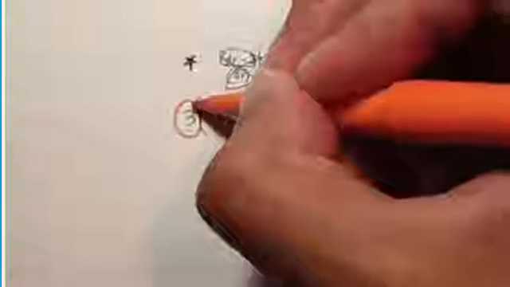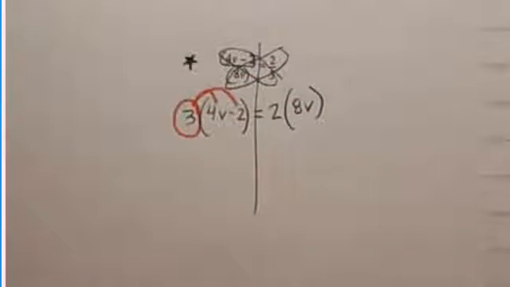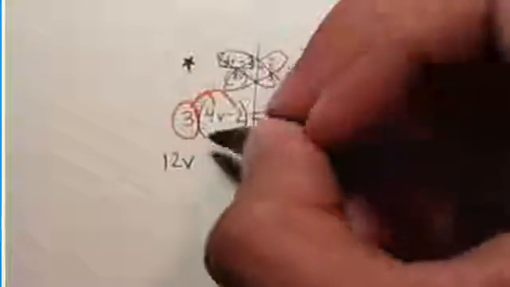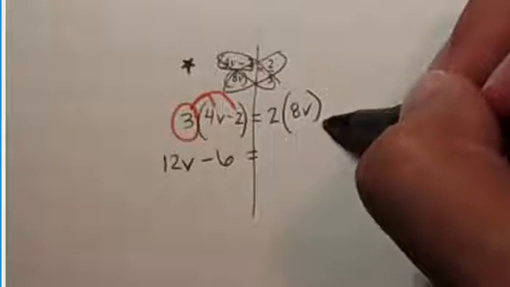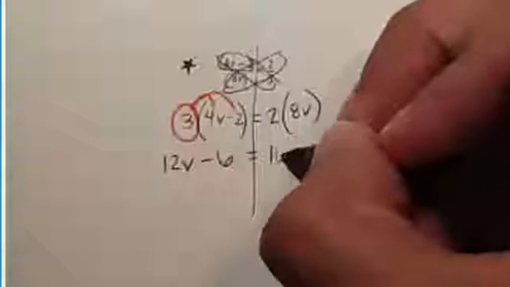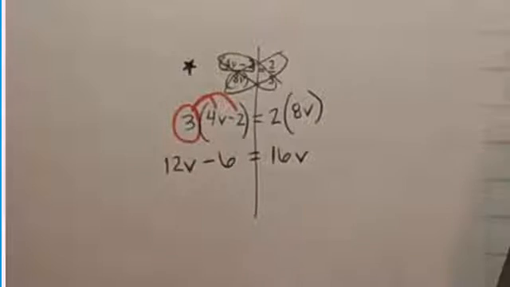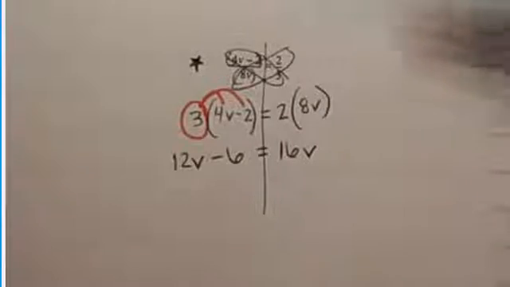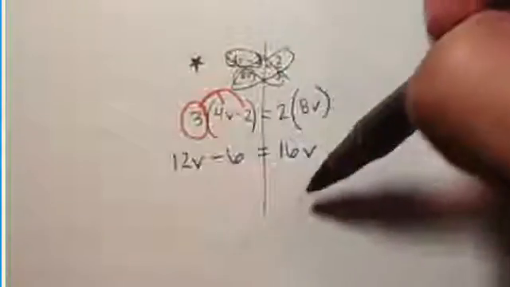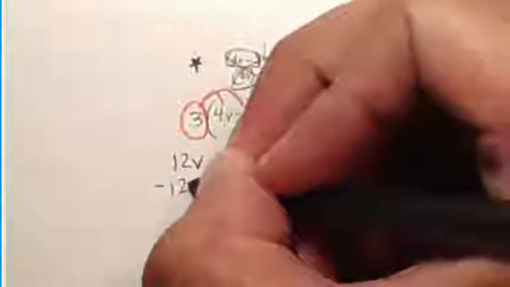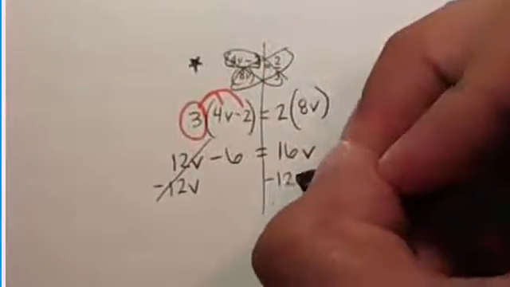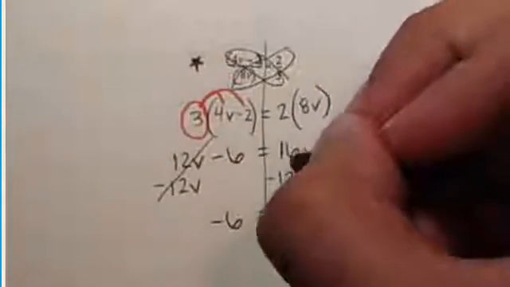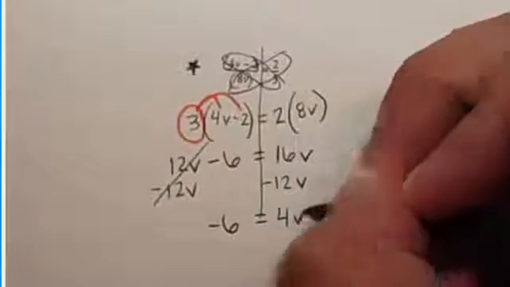Now, I'm going to have to distribute that 3 to all the numbers on the inside of the parentheses on the left side. So 3 times 4v is 12v, and 3 times negative 2 is negative 6. Over on the right side, 2 times 8v is just 16v. So I want to get v by itself. I have v on both sides, so let's get the v's together. It doesn't matter which one you move. I'm going to go ahead and move this 12v over. So I'm going to subtract 12v on the left and subtract 12v on the right, which leaves me with negative 6 is equal to 16v minus 12v, which is 4v.